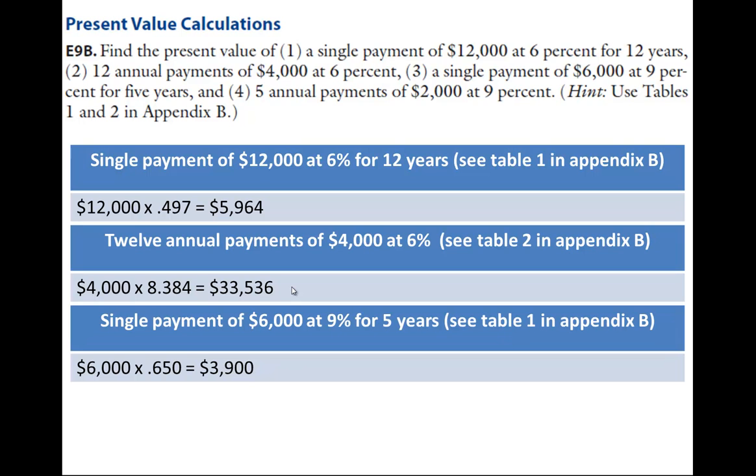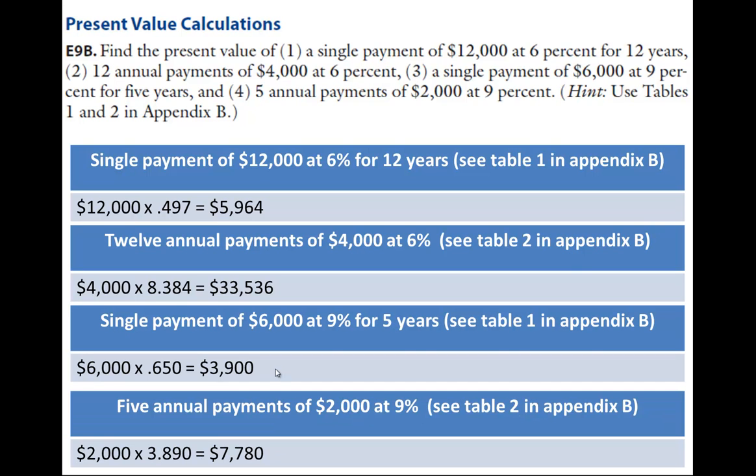The next one says a single payment. Single payment again means a one-time payment, so we're looking at table 1, and $6,000 at 9% for 5 years. So I want to be able to withdraw $6,000 at the end of 5 years. Using table 1, I would line up and find my 5 years on the left, my 9% on the top, and I get a factor of 0.650. So if I invest $3,900 today at 9%, at the end of 5 years, I will have the $6,000.